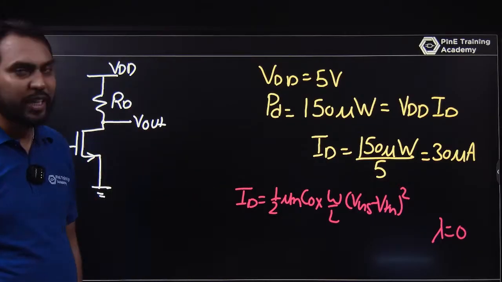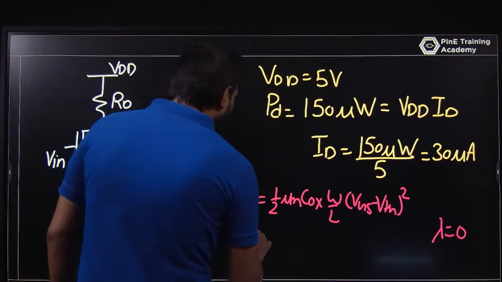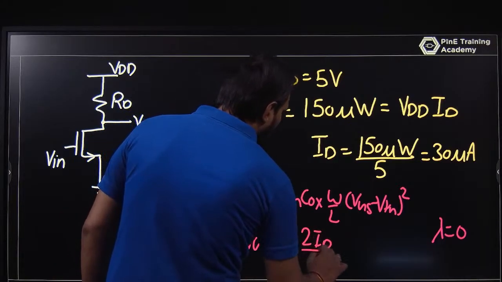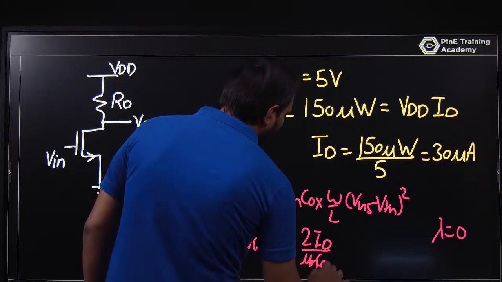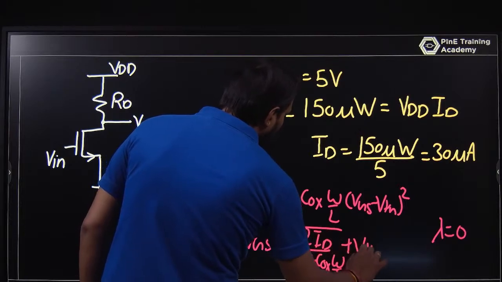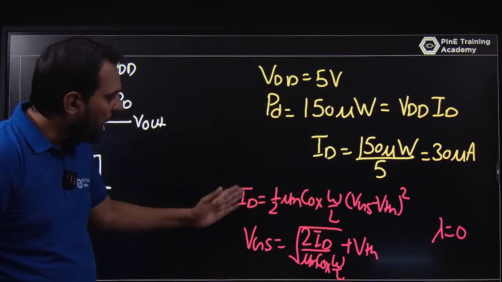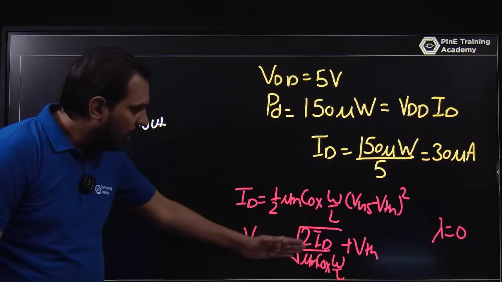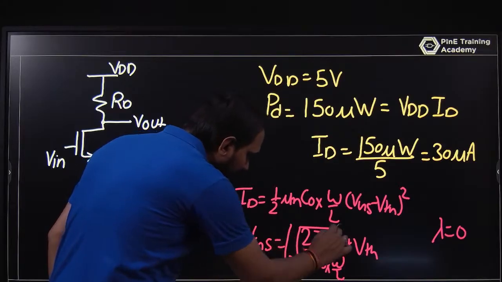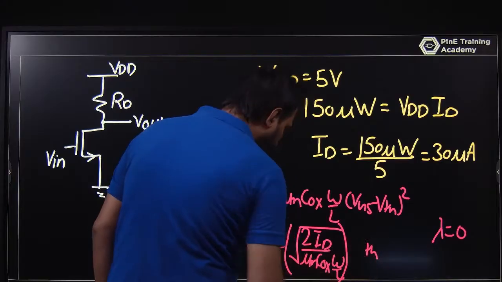So what will be the VGS? VGS is equal to, if you solve it, the square root of 2ID upon mu n COX W by L, and overall plus VTH. Yes, everyone? That is very, very important whenever you are solving it.